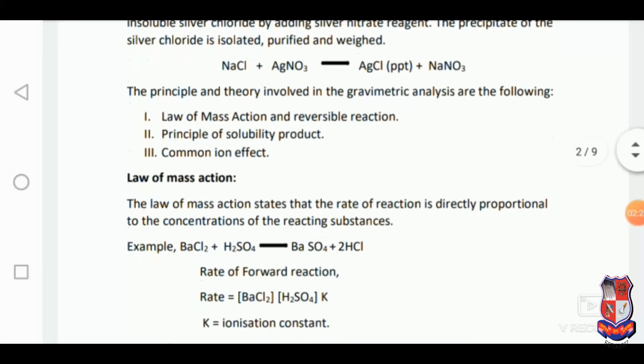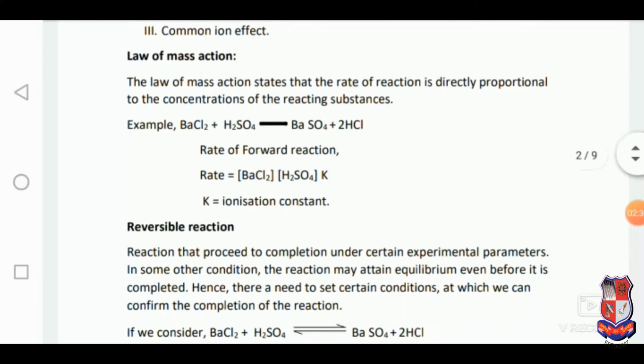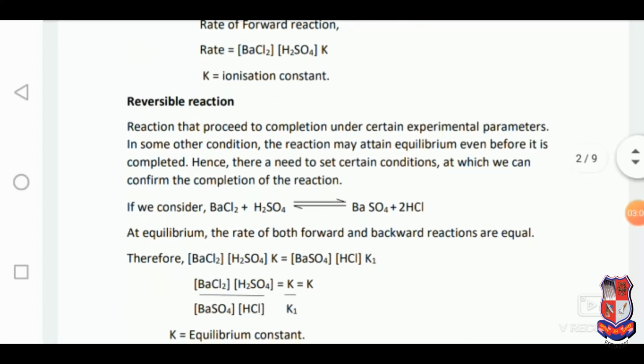The first one, that is law of mass action and reversible reaction. To understand this, we have the example of reaction between the BaCl2 and H2SO4, concentrated sulfuric acid, that gives the precipitate of barium sulfate and 2 molecules of hydrochloric acid. And it is the forward reaction, and the rate associated with that is equal to the concentration of BaCl2 into concentration of H2SO4 into K, where K is the ionization constant.